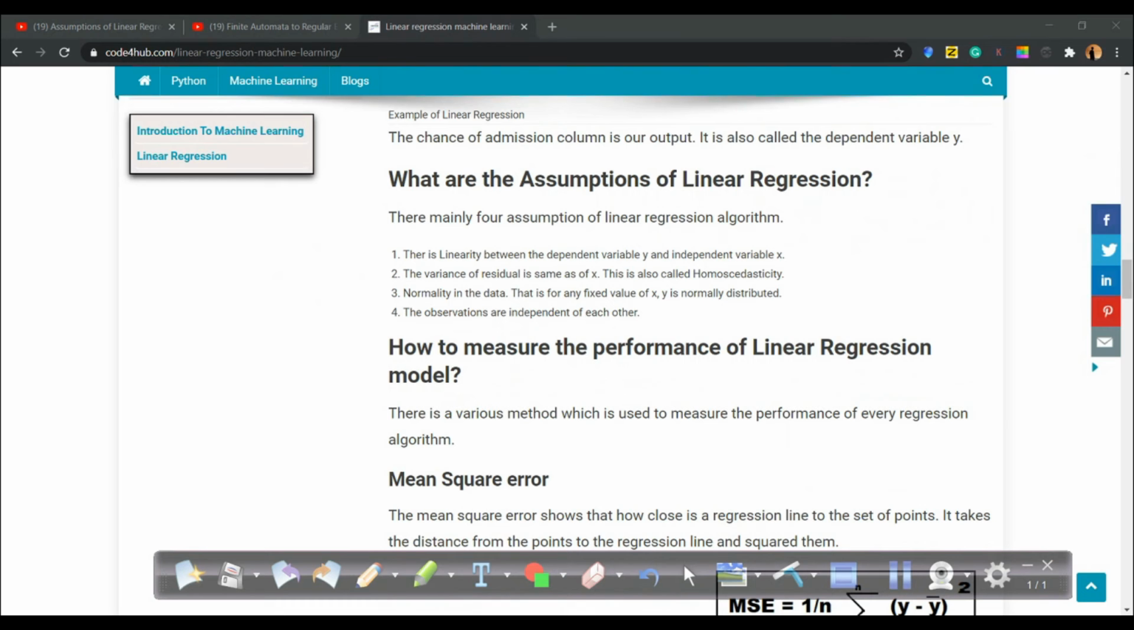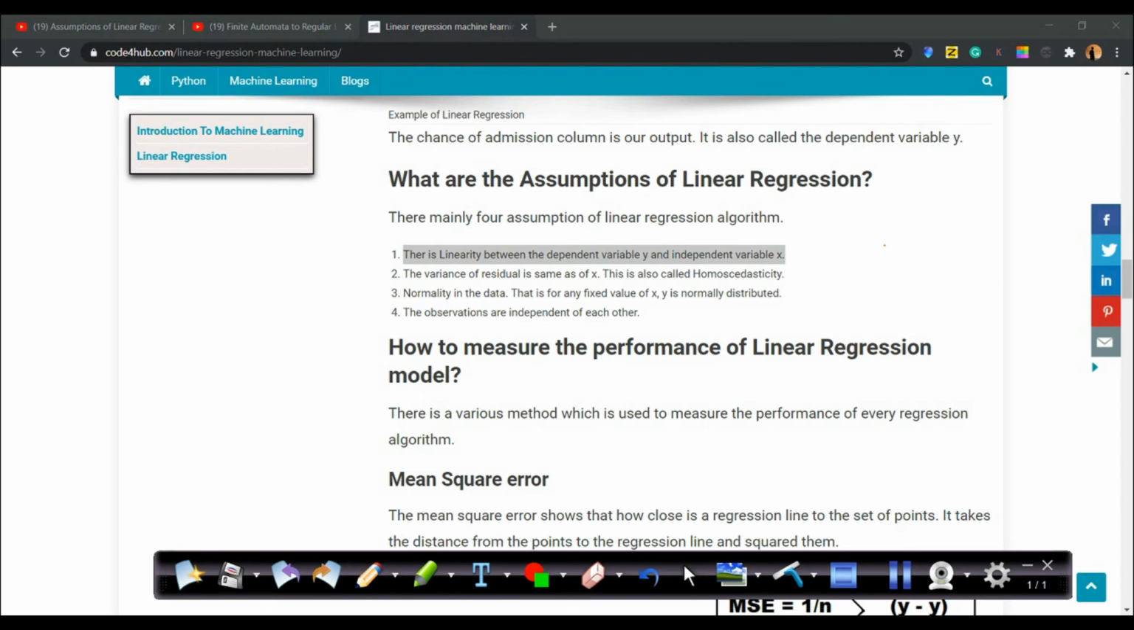Let's come to the assumptions now. What are the assumptions of linear regression? The first assumption is that there is linearity between the dependent variable y and the independent variable x. This is the assumption the linear regression model makes while predicting its result. That is, if you increase the value of x, the value of y will also increase, which means they are dependent on each other.